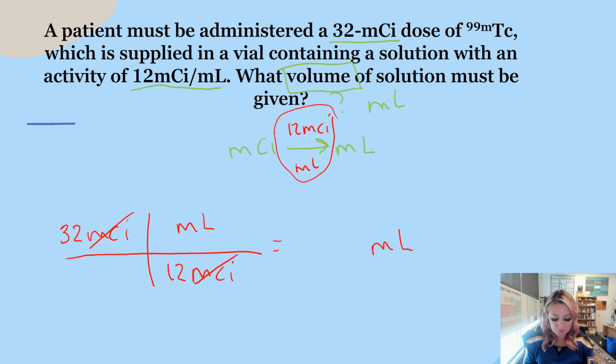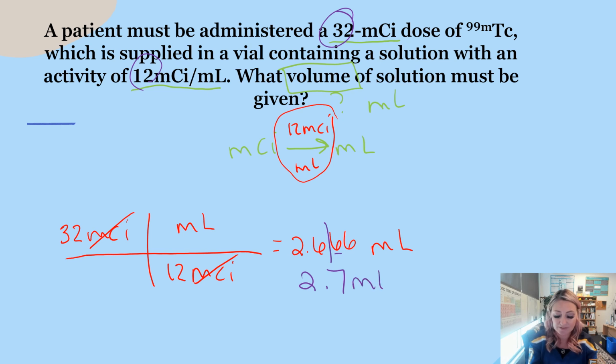So 32 divided by 12, straight out of the calculator, gives us 2.6666666 forevermore. Looking at the number of sig figs in the problem, I've got 2 here, and this is a measured dose, so it's an inexact number. You would include this for determination of sig figs. Both have 2 sig figs. My answer needs to be rounded to 2 sig figs. So 6 tells us to round up to 7. The answer is your patient needs 2.7 milliliters of your dosage.